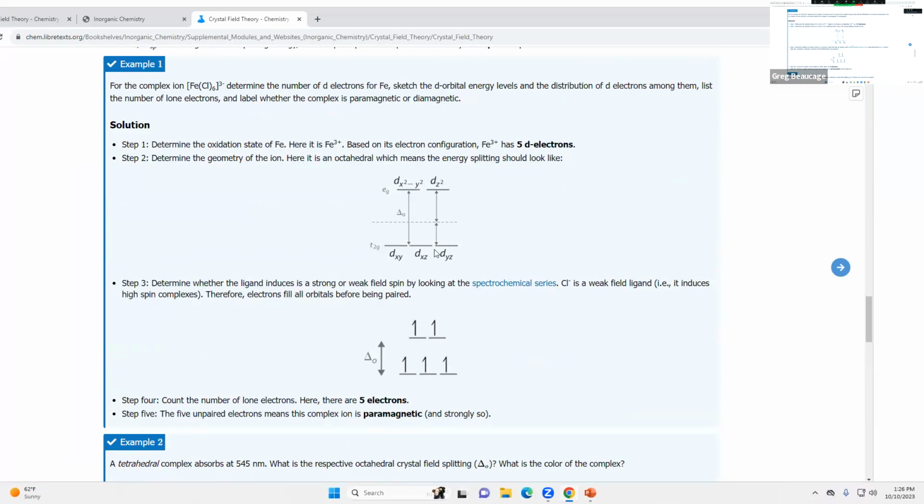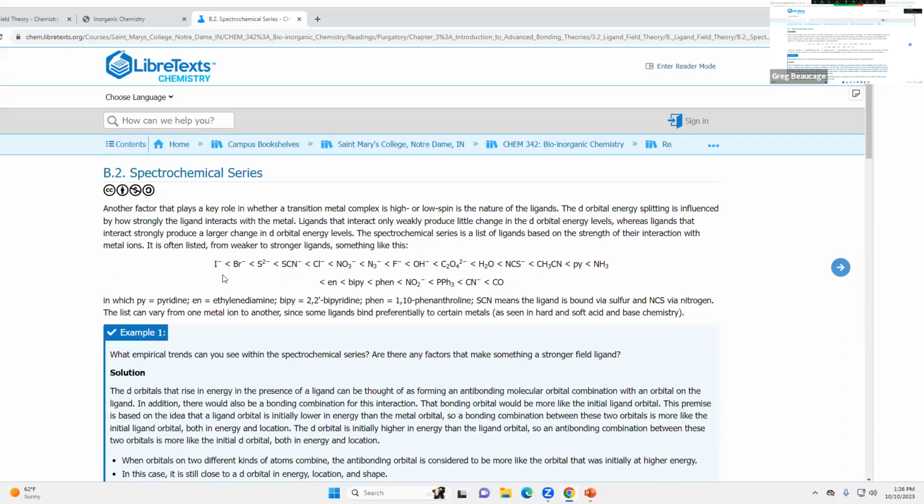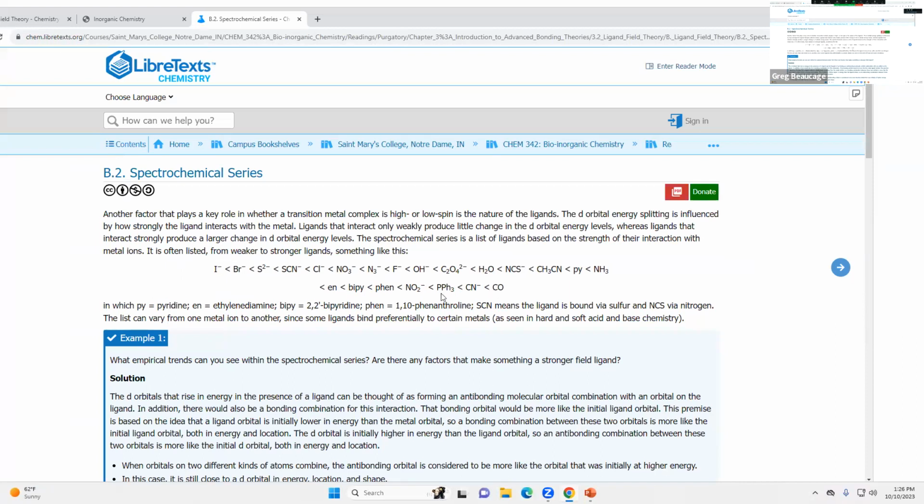Fe63, spectrochemical series right here. This is the series, the weakest to the strongest, and Cl is in the weakest part. I'm not sure why. It doesn't go with electronegativity, because fluorine's the most electronegative, chlorine's less electronegative, iodine's less.